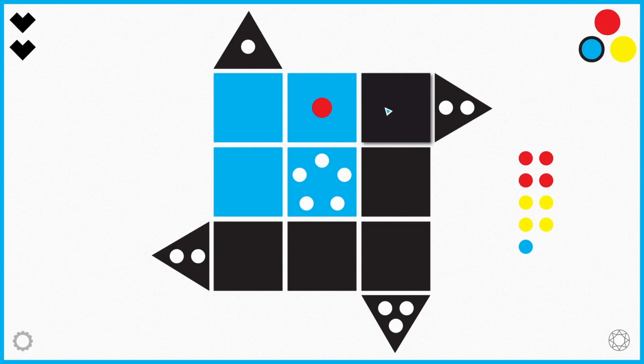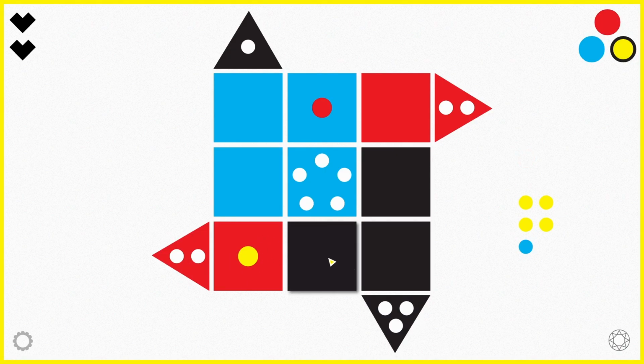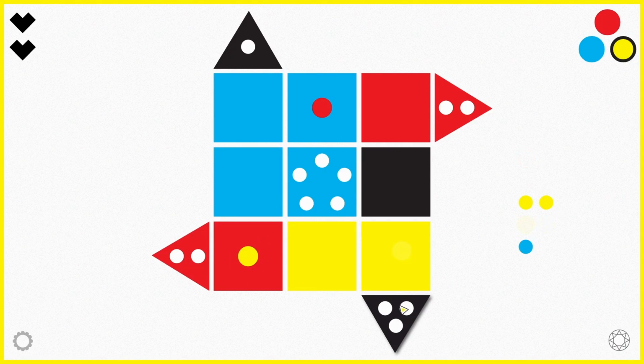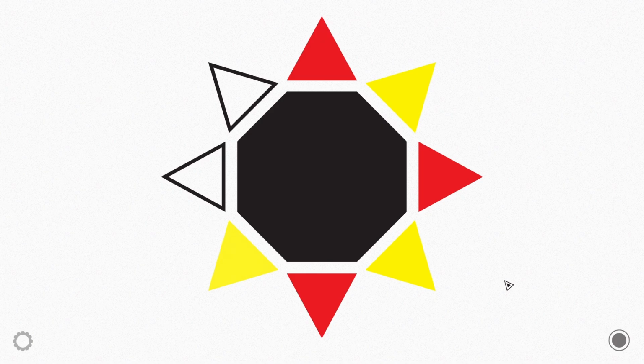This is not blue, it is red. And that's red, which means these 2 are red. That sees a yellow, which means this and that are yellow, and then that's blue. And there are 5 connected blues.